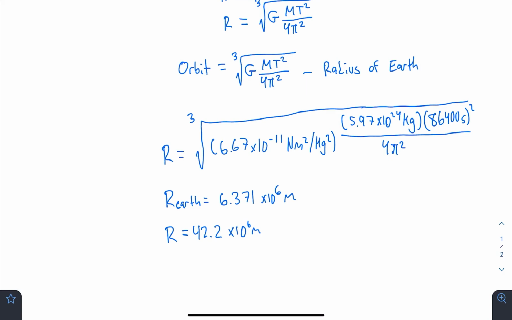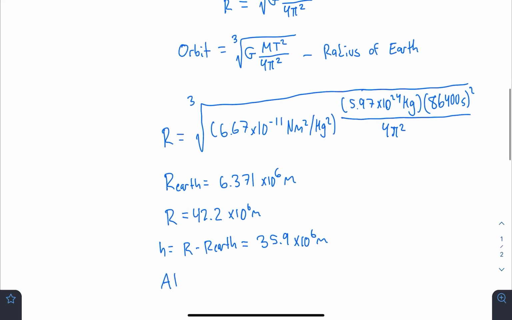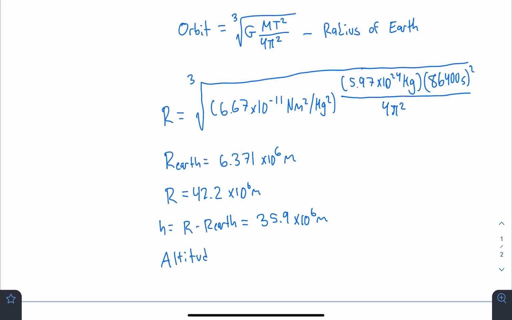And so if we subtract the two from each other, we can find that height of orbit is equal to our big radius minus the radius of the Earth. And that is going to equal about 35.9 times 10 to the 6th meters. And so, in conclusion, we find that the altitude of orbit of geosynchronous satellites is approximately 36,000 kilometers. And that is how you do this one. I hope that helped.